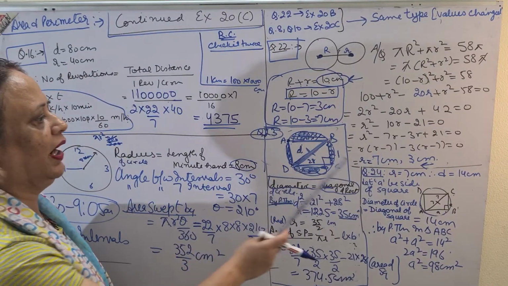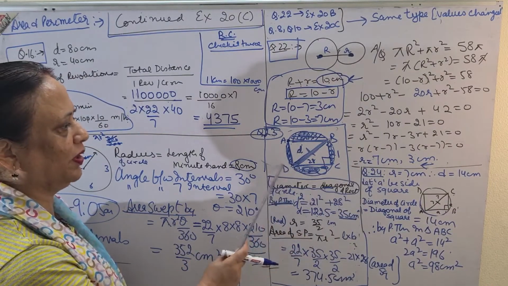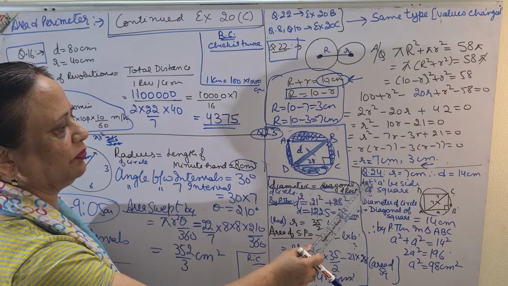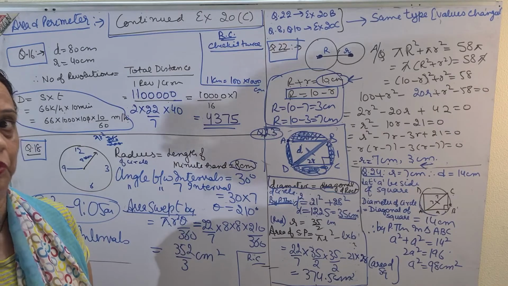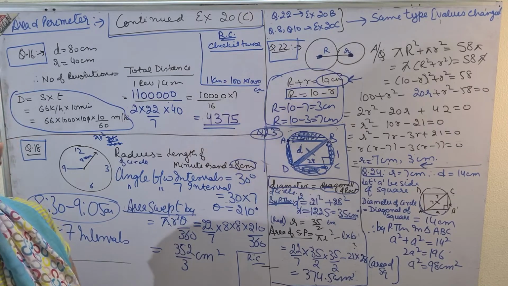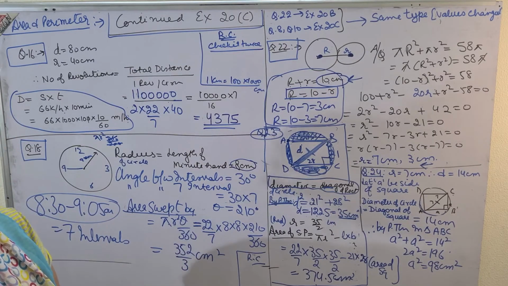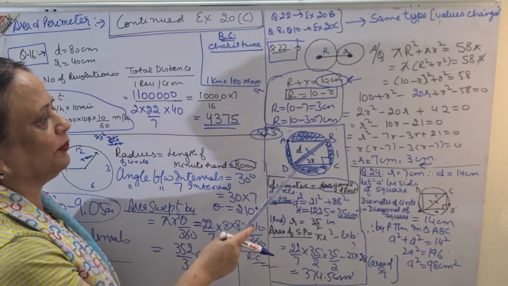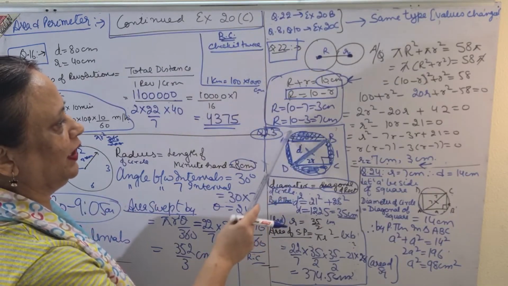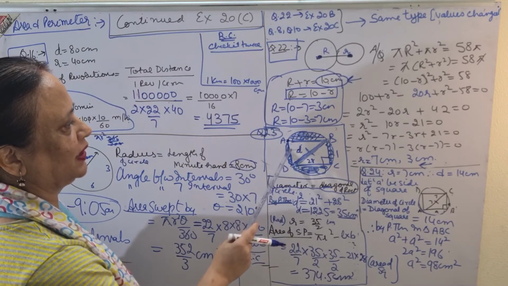This question and question number 24 are very important. Last year question number 24 came in the second term as well as in the pre-boards. So it can come. And for both the questions, we will follow the same fact, that the diagonal of the inscribed quadrilateral will be equal to the diameter of the circle.